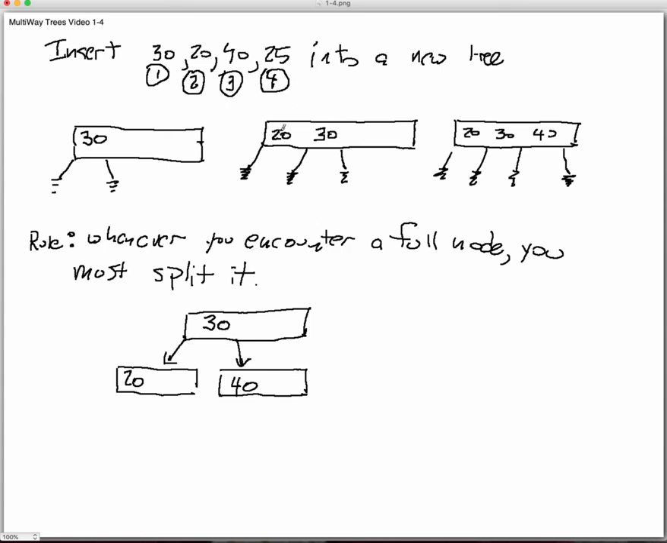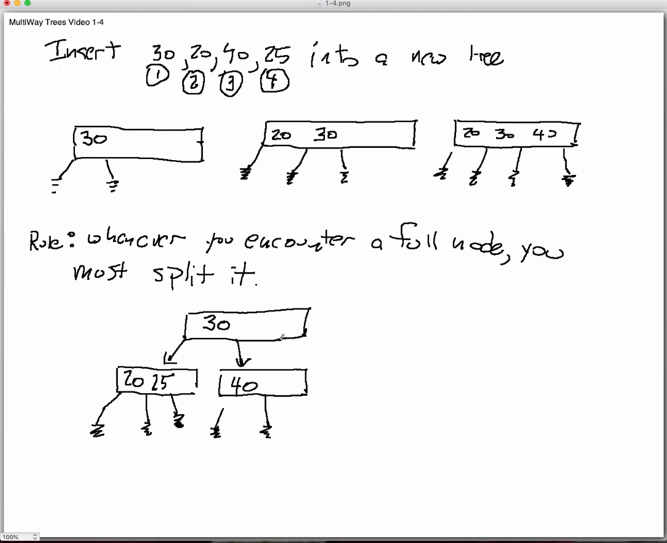Now I get ready to insert the 25, and first of all, realize of course this is a null reference here, this is a null reference here, null reference here, null reference here. And now I've come in here and I've put a 25 in there, and there's a null reference there.